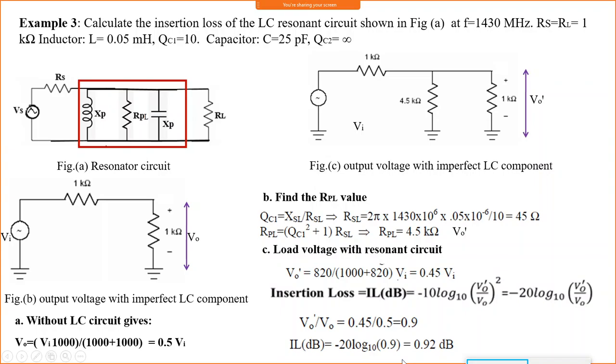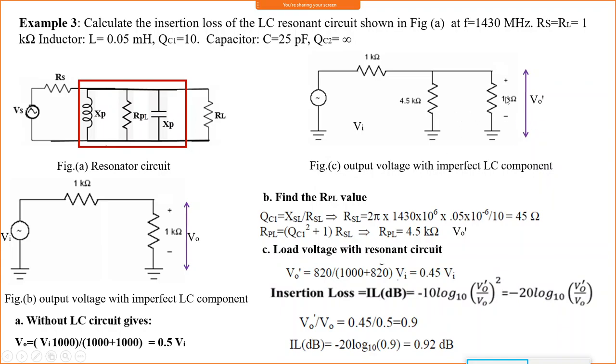So what is that value? That is actually 820 ohms we will be getting. If you take 4.5k in parallel with the 1k, the parallel combination of these two gives rise to 820 ohms. So you take that resistance, you find out the voltage across that. That is V naught dash. 4.5k, 1k in parallel, 820 ohms.